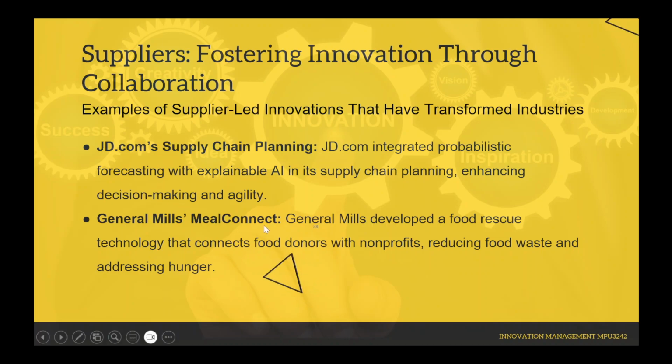Also, General Mills Connect developed a food rescue technology that connects food donors with non-profits. So they become the marketplace. Okay, a lot of businesses now become a marketplace, same as Grab Food, Foodpanda. Actually they are marketplaces where the driver and also the supplier use the same platform to do business. This is how General Mills connects donors and companies with non-profit organizations.